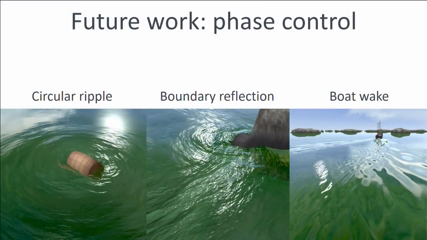So in terms of future work, another limitation of this is that we do not have explicit control over wave phase. So for example, you can see on the left that there is no perfect circular ripple, so there's no wave crest that really runs in a circle.